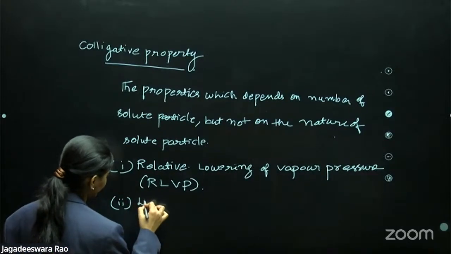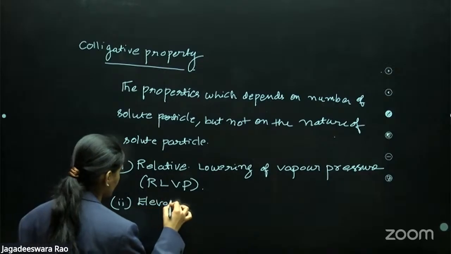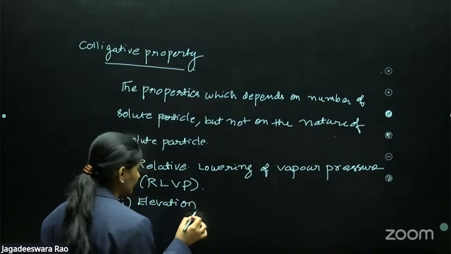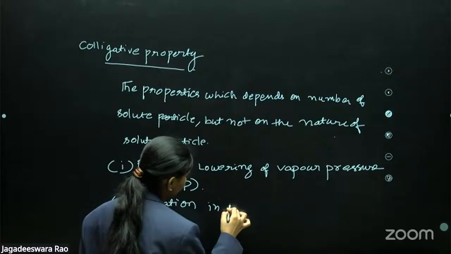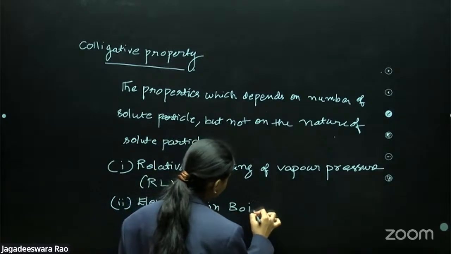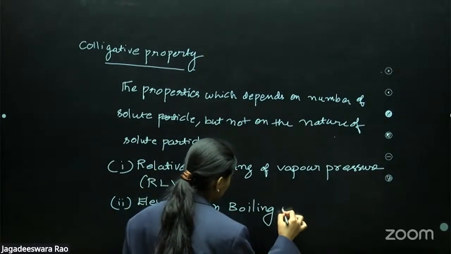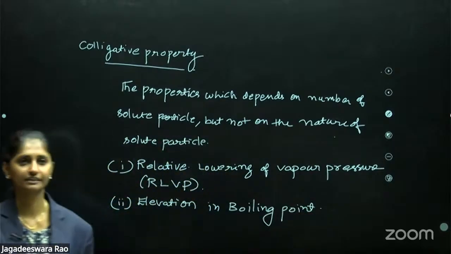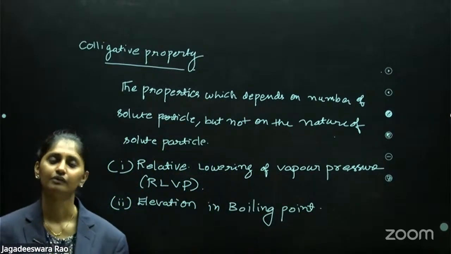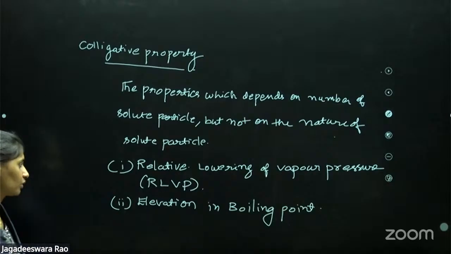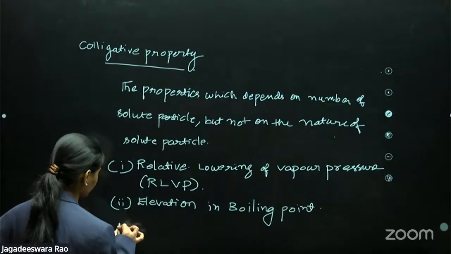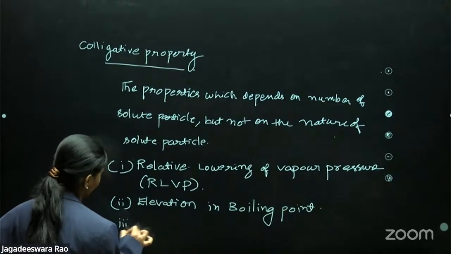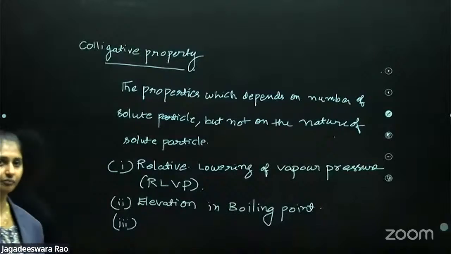Is elevation in boiling point. That means the boiling point is elevating when you add a non-volatile solute. I still have to discuss the non-volatile solute case in Raoult's law, but it's okay, I'll cover it when I come to the topics I've left. Don't worry. So elevation in boiling point done.